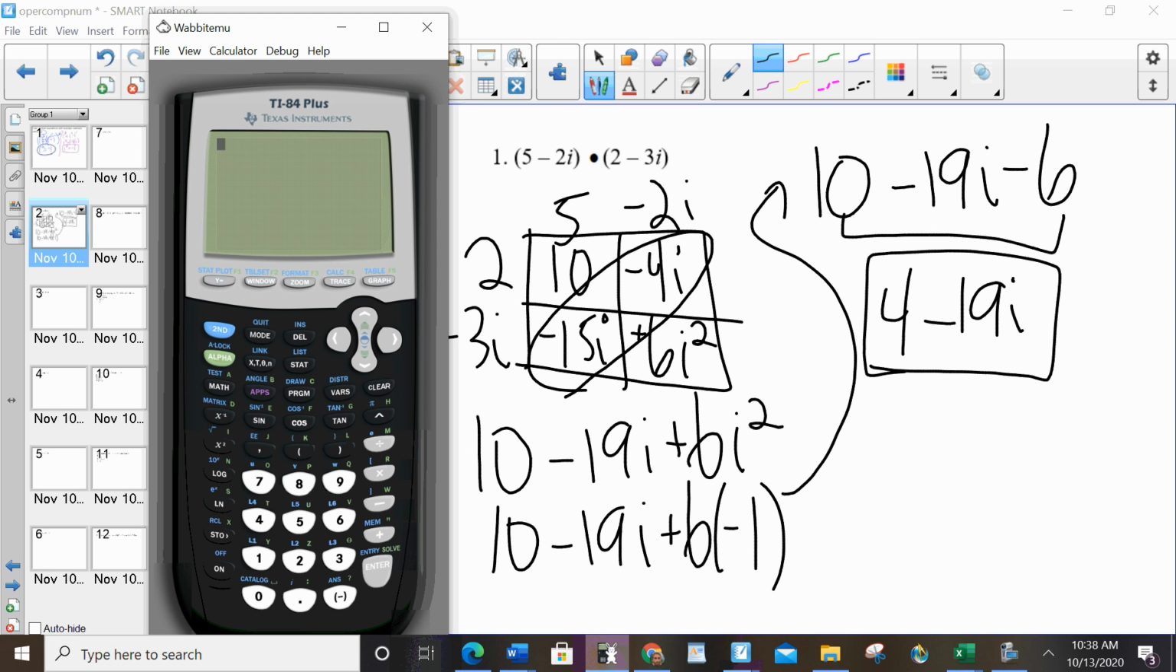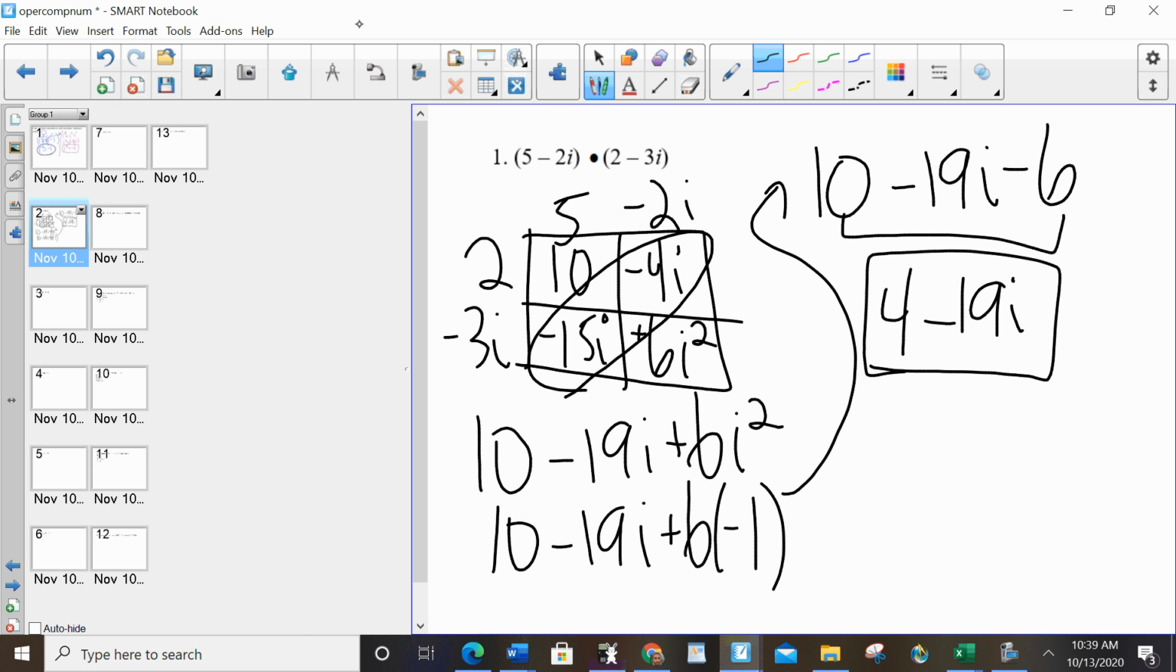Now, I want to show you something on the calculator. You obviously wouldn't get full credit for doing something like this, but you can type this problem into the calculator and get an answer. So i is second decimal point at the bottom. So 5 minus 2i times 2 minus 3i. Again, to type the i in, it's second decimal point. And you see, it gives me the answer. So yes, that's a great way to check it, but you're not going to get full credit if you just show me the answer without any work. However, if it's a multiple choice question, you're good to go.